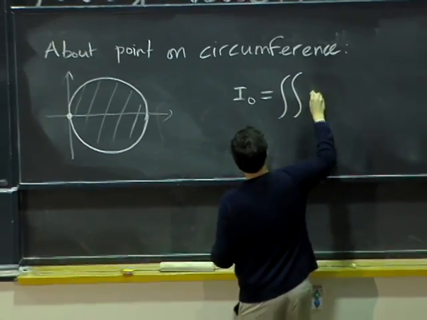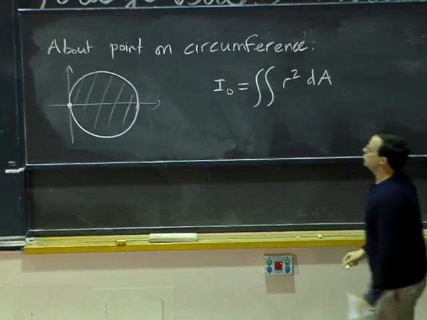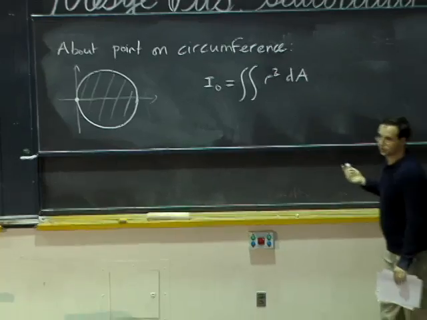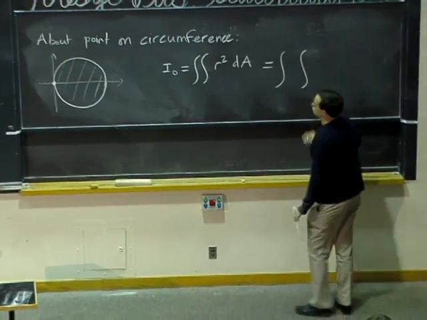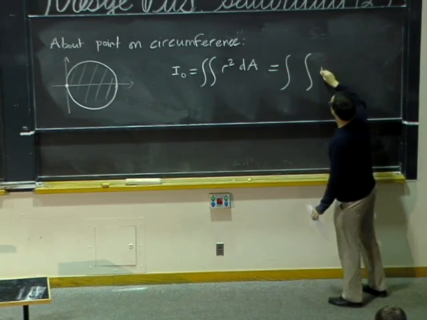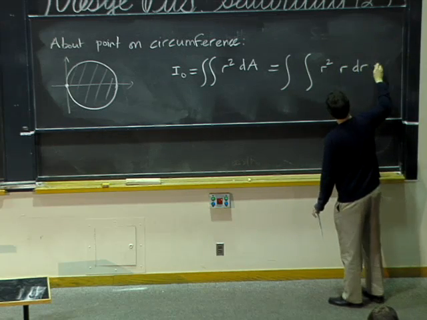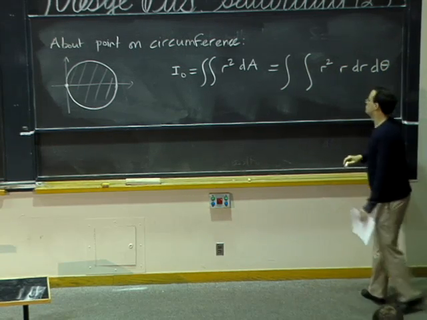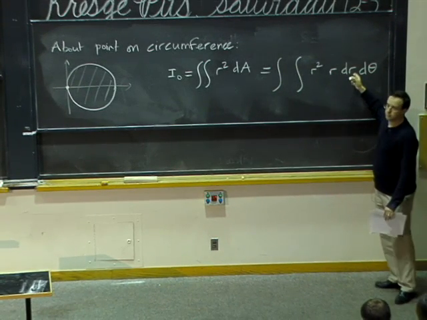So it's still the double integral of r squared dA. But now I want to find out how to set up the integral. I could try to use xy coordinates, and it would work. Or I can use polar coordinates, and actually it works a little bit better that way. But both are doable. So let's say I do it this way.